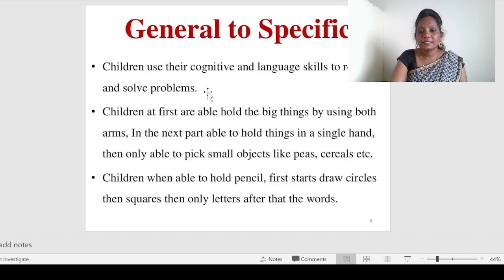And general to specific means children use their cognitive and language skills to reason and solve problems. Here a child starts developing different kinds of things, but you have to understand very clearly that the child learns simple things first, and only then goes to complex tasks and complex skills. So a child is able to hold big things using both arms, especially when the child wants to play with toys or a bat. First they hold big items with two hands, then later with a single hand, and later on they are able to pick even small objects like peas, cereals, etc. When children are able to hold a pencil, they first start drawing circles and squares, then letters, and after that words. So this is the meaning of general to specific.